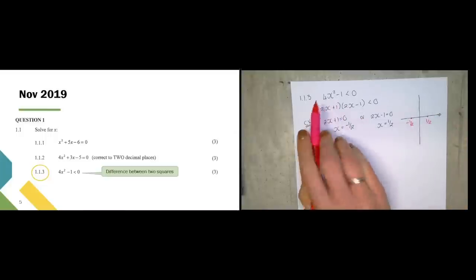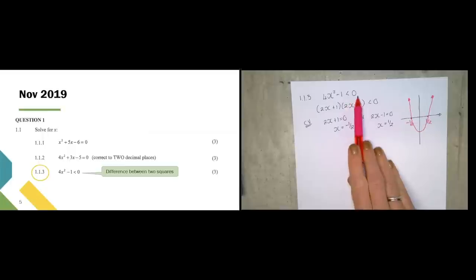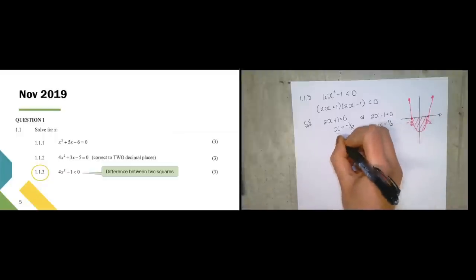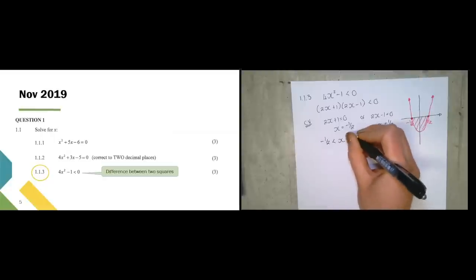Happy or sad parabola? Happy one. It is just a rough sketch, just so I can have a visual representation. What are they looking for now? They're now looking for smaller than 0. So that is the section beneath the x-axis. So it's all the x's from negative a half to a half. So it's all the x's greater than negative a half, smaller than a half.